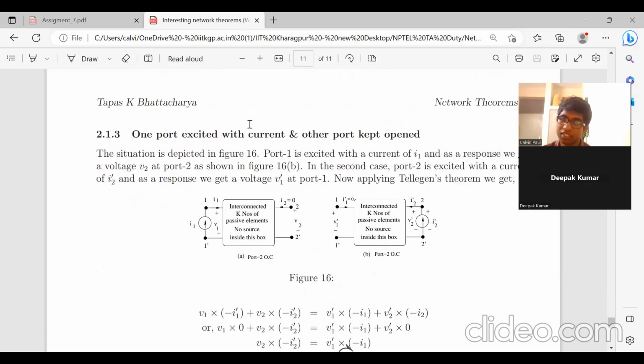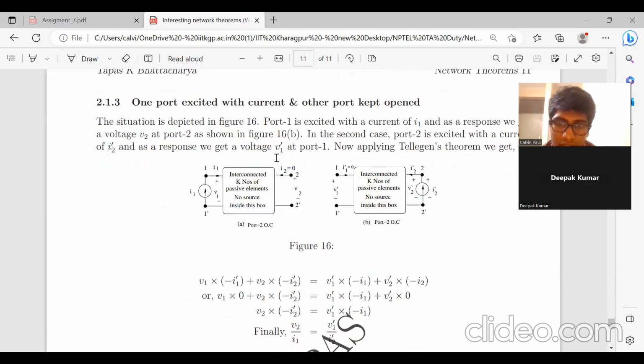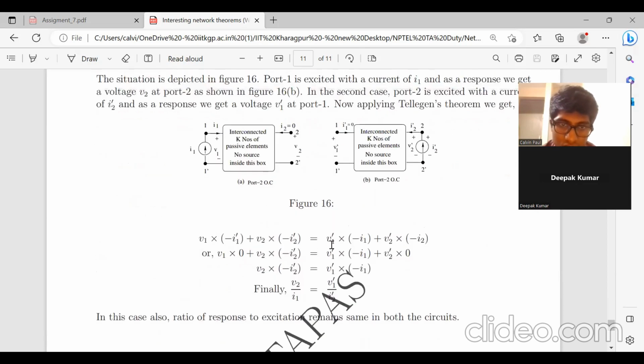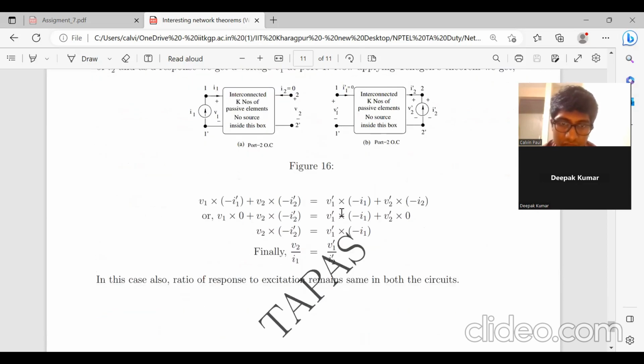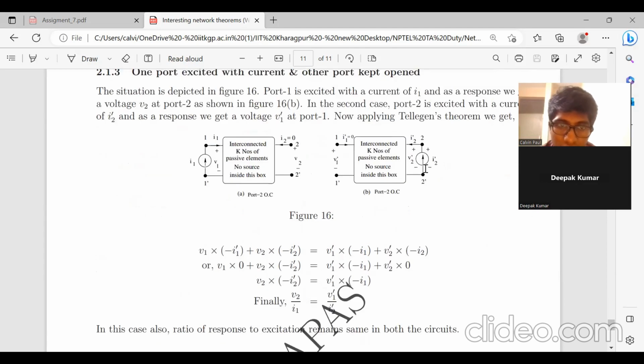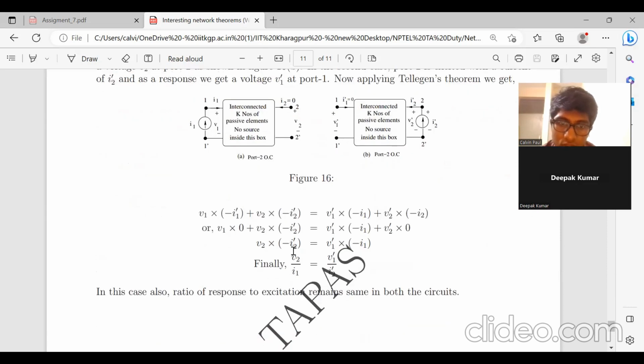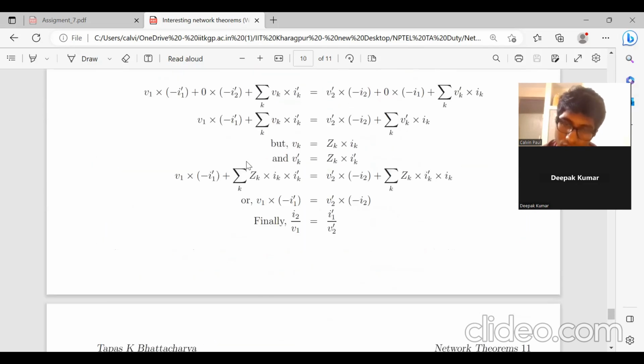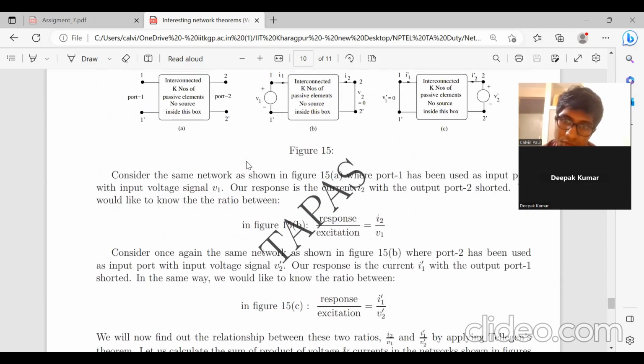The open circuit case works on the same principle, and this similar thing can be considered and they have also proved it. What they have got is V2 upon I1. If the input is I1 and V2 is the output, then V2 upon I1 is equal to V1 dash upon I2 dash. This is the output over here, this is the input over here, so that is also the same. So whether we open circuit or short circuit, the response is reciprocal.